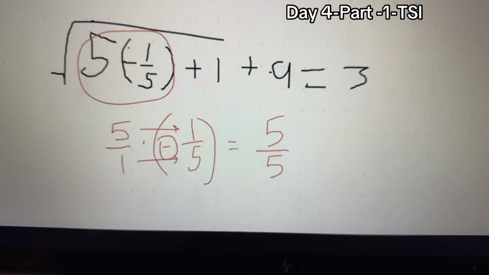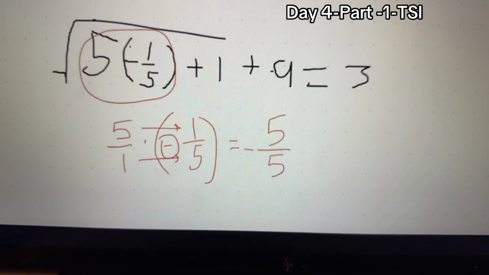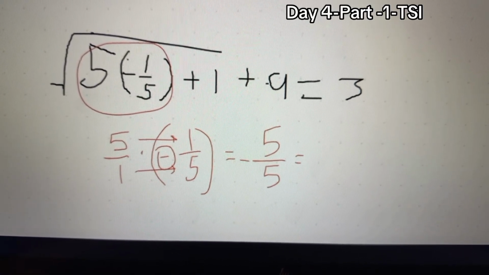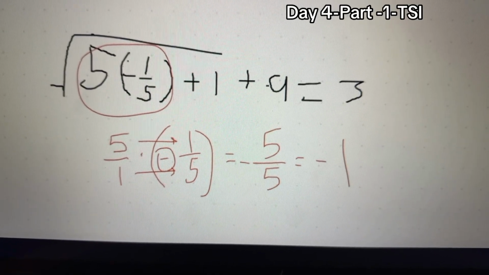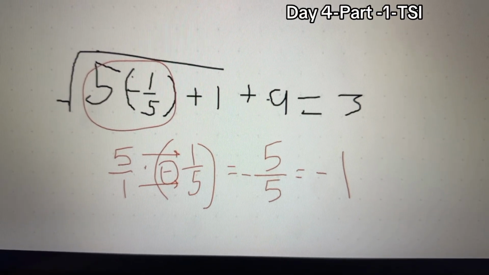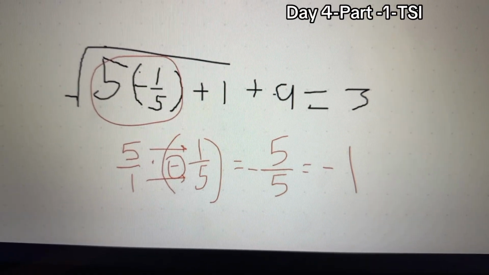But remember here, we've got a negative sign, so it's going to be negative. And that equals 1, right? Anything divided by itself is 1. Or, in this case, negative 1, because it's negative. Does that make sense? So that statement right here is negative 1.